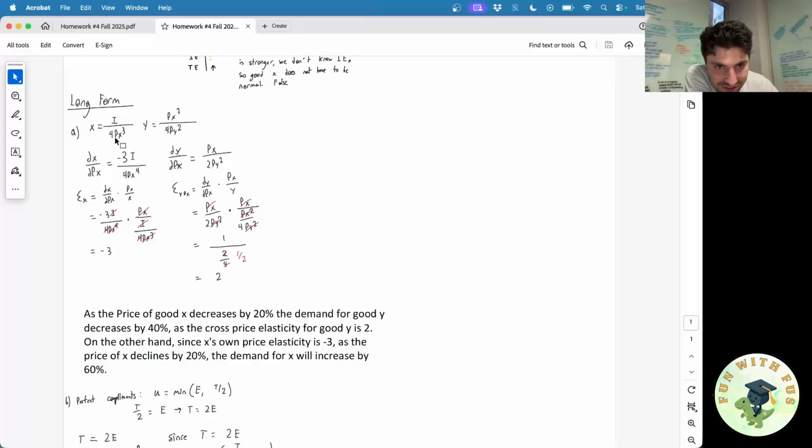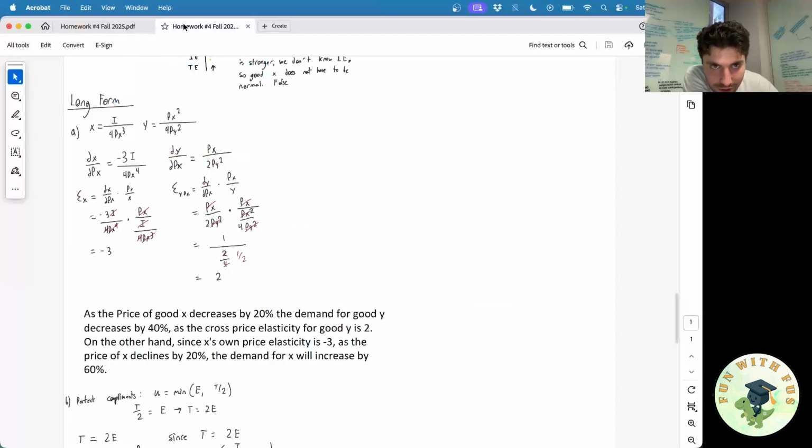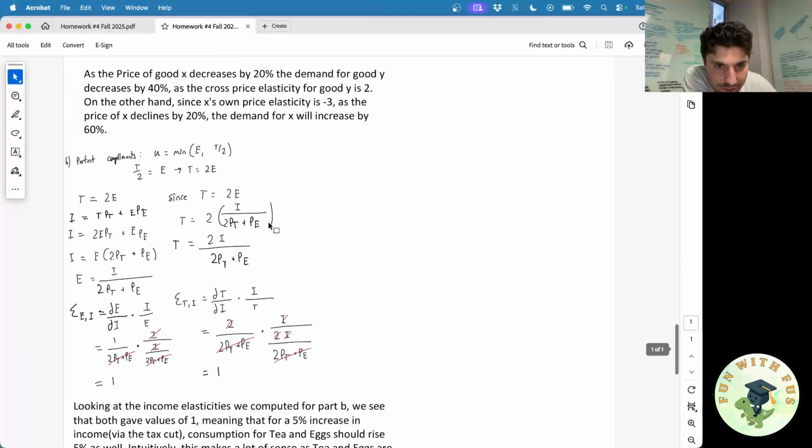take some derivatives, and so on. Interestingly, why'd they take the dy/dpx? Okay, yep, so it says, and his demand for good y. So that's why they do both, that you just had to make sure to find the demand for both functions.